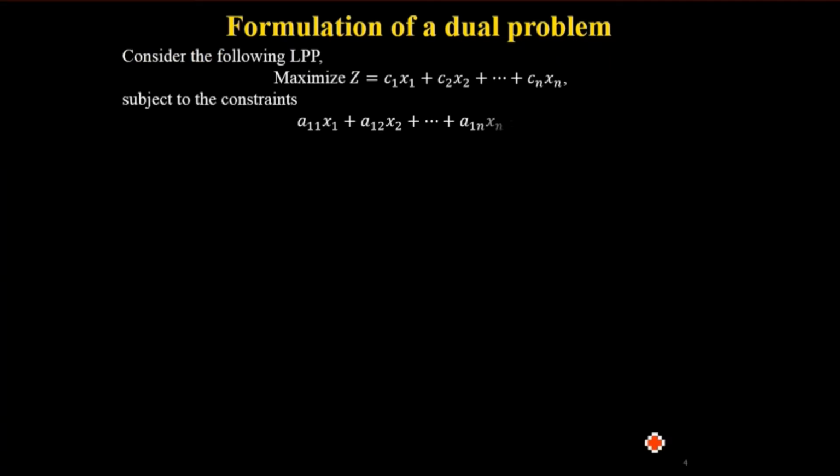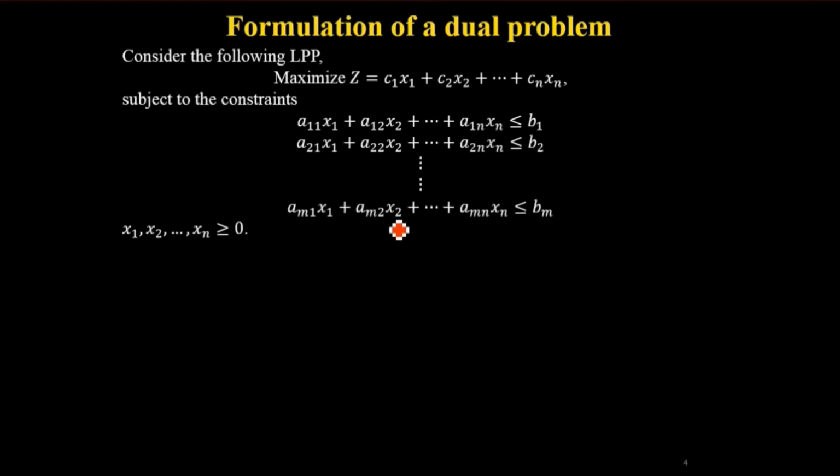Next we will see the generalized notation. Consider the LPP: maximize z equal to c1x1 plus c2x2 plus and so on plus cnxn. This is the objective function, subject to the constraints a11x1 plus a12x2 plus and so on plus a1nxn less than or equal to b1; a21x1 plus a22x2 plus and so on plus a2nxn less than or equal to b2, and so on. The last constraint will be am1x1 plus am2x2 plus and so on plus amnxn less than or equal to bm, where the non-negativity condition is x1, x2 and so on up to xn greater than or equal to 0. So this is our primal problem.